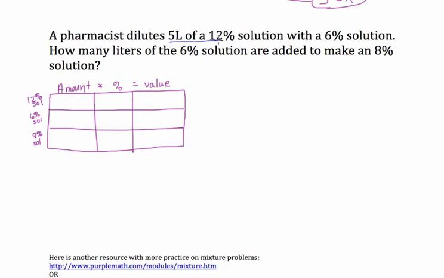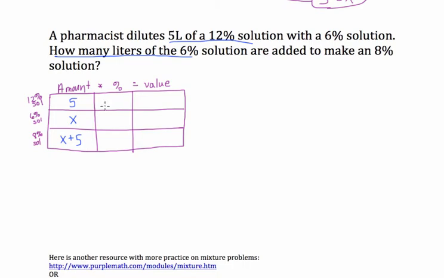Well, right here, I have 5 liters of the 12% solution. So the amount for the 12% solution is 5. The 6% solution, that's what I don't know. How many? So I don't know that. And the 8% solution will be those two added together, because I'm adding them together to get the 8% solution.